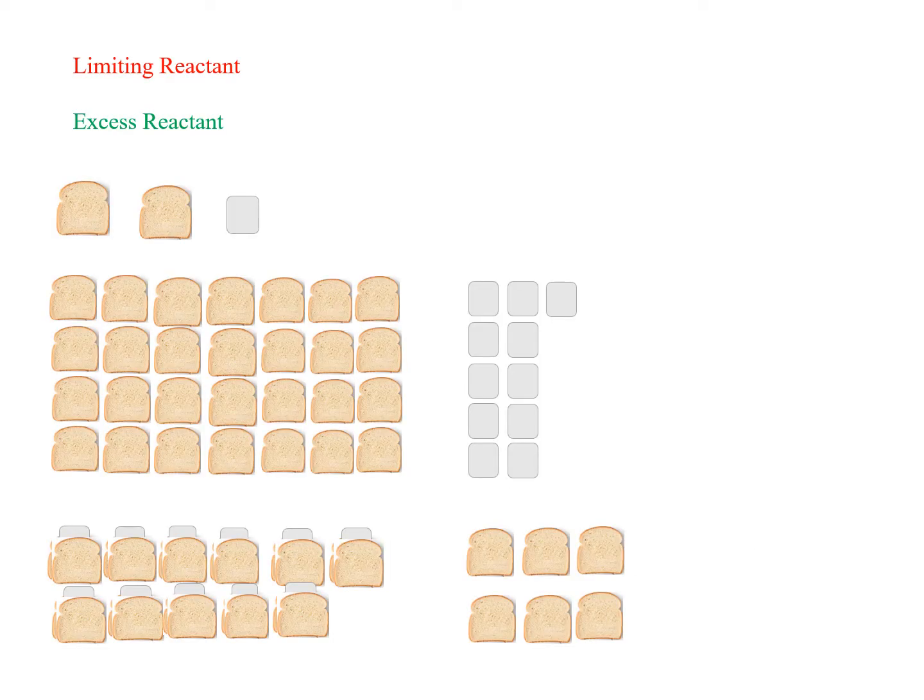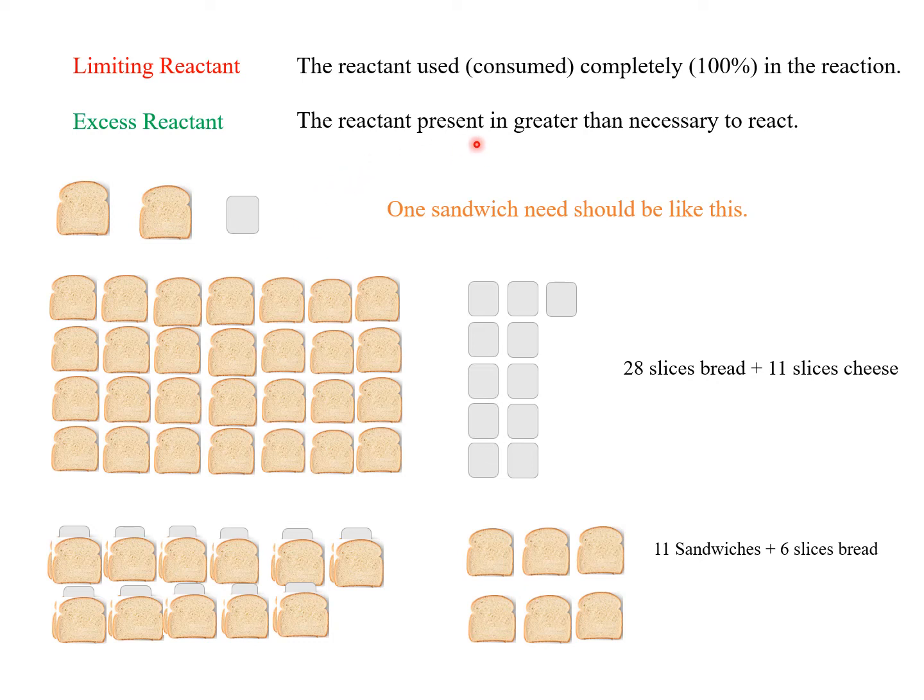First, let's see what the limiting reactant and excess reactant mean. The limiting reactant is the reactant completely consumed in the reaction. Excess reactant is the reactant present in greater than necessary amounts to react. So after the chemical reaction, when reactants combine to give products, the first reactant completely consumed we call limiting. The reactant remaining even after the reaction we call excess reactant.